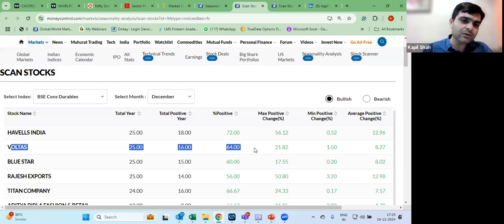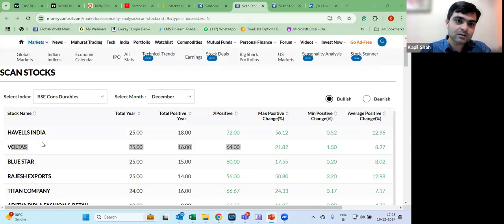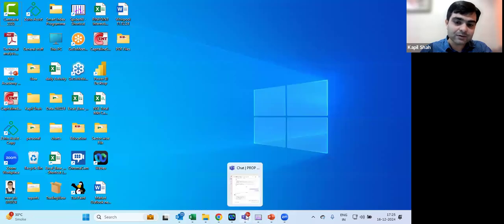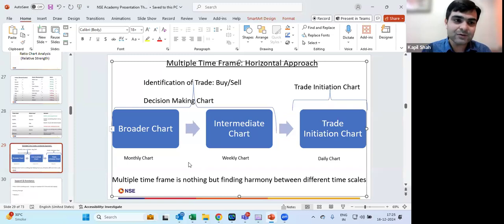Once I understand that, okay, fine, let's say Voltas is there, I want to analyze this particular stock. Then how do I navigate myself on the chart? So here my multiple approach comes in: the multiple time frame analysis. Now, what the multiple time frame analysis is, and what process we normally follow in it.